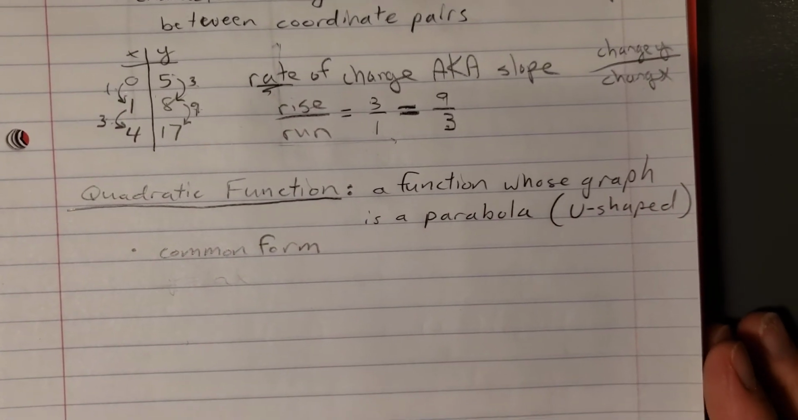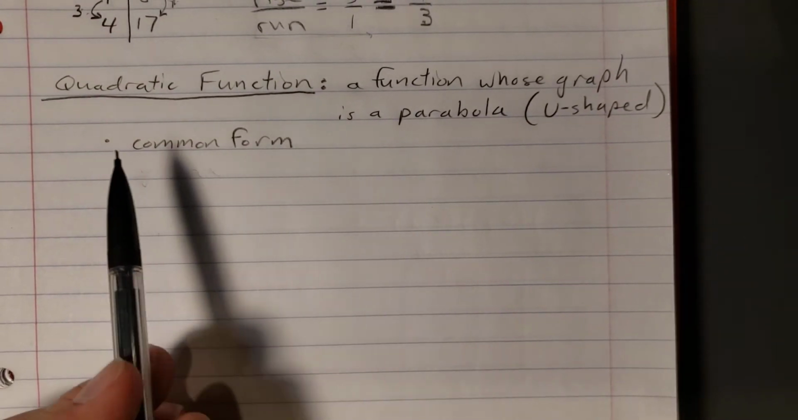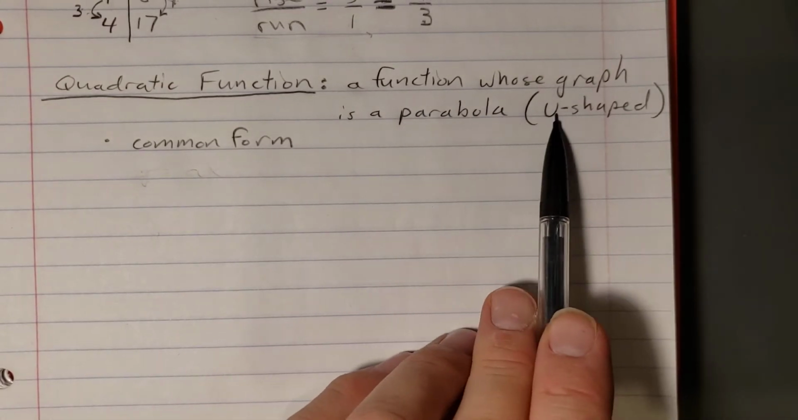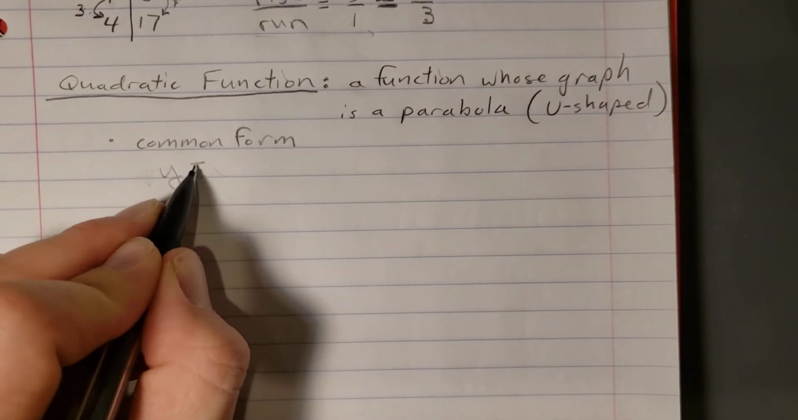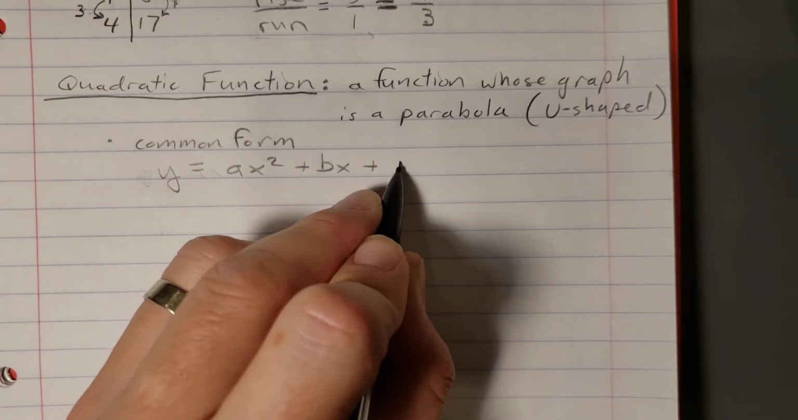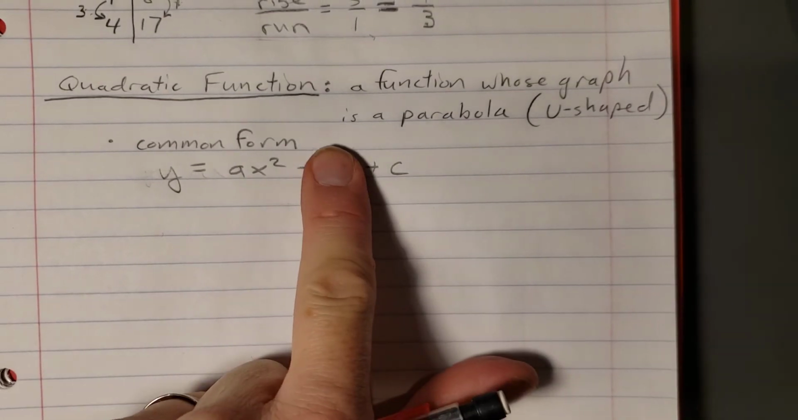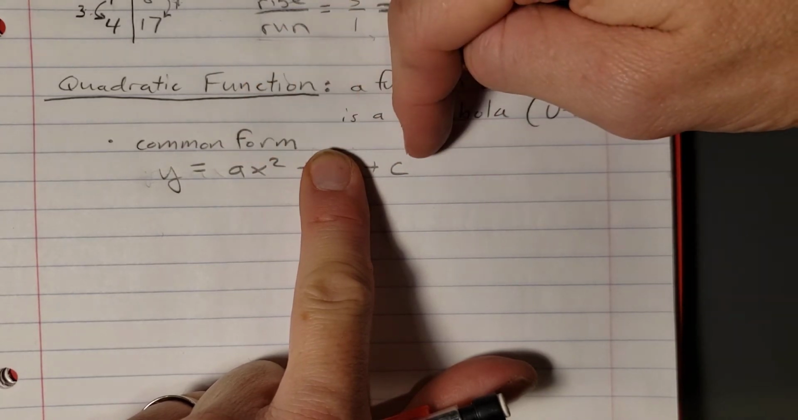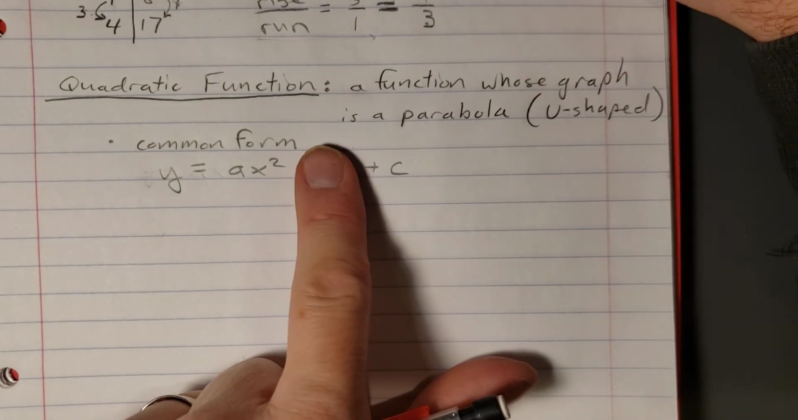Okay, quadratic function. Now this was something very new to us. A quadratic function is a function whose graph is a parabola or a U-shaped graph. Common form, we usually have y equals ax squared plus bx plus c. Now, we often did not have this bx term. That was often missing, and we just had the squared term and then another number. That's because it makes it easier for us to graph, being new at this whole graphing quadratics. So that was always missing.